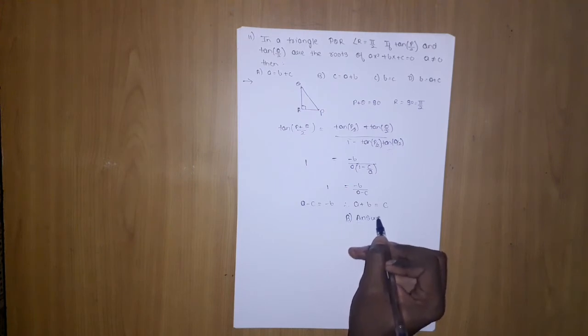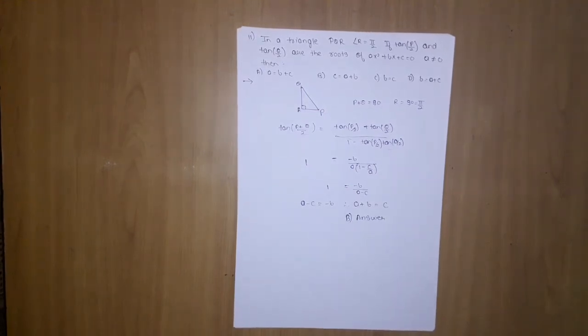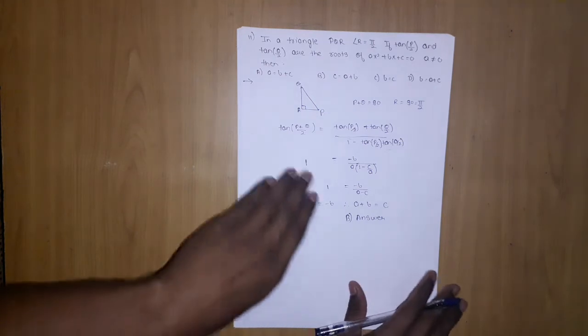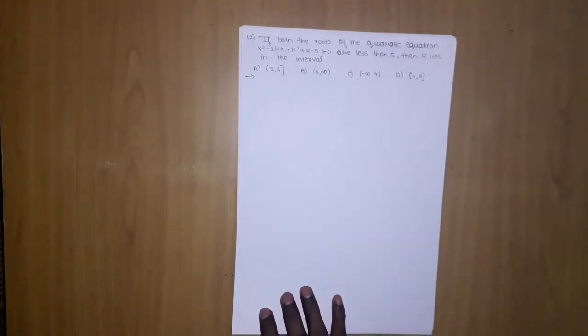This question applies basic trigonometry, just that thing only. Pi by 4, so tan pi by 4 is 1. If you haven't understood that, okay. That was question number 11. Let's move on to question number 12, which is as follows.